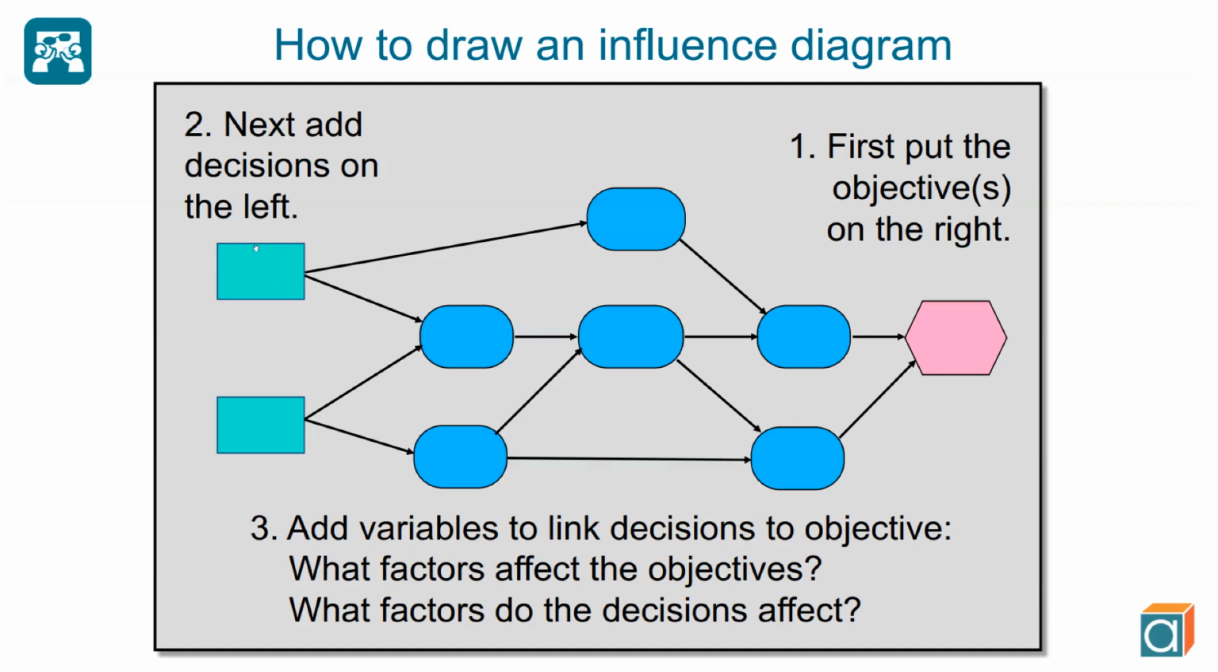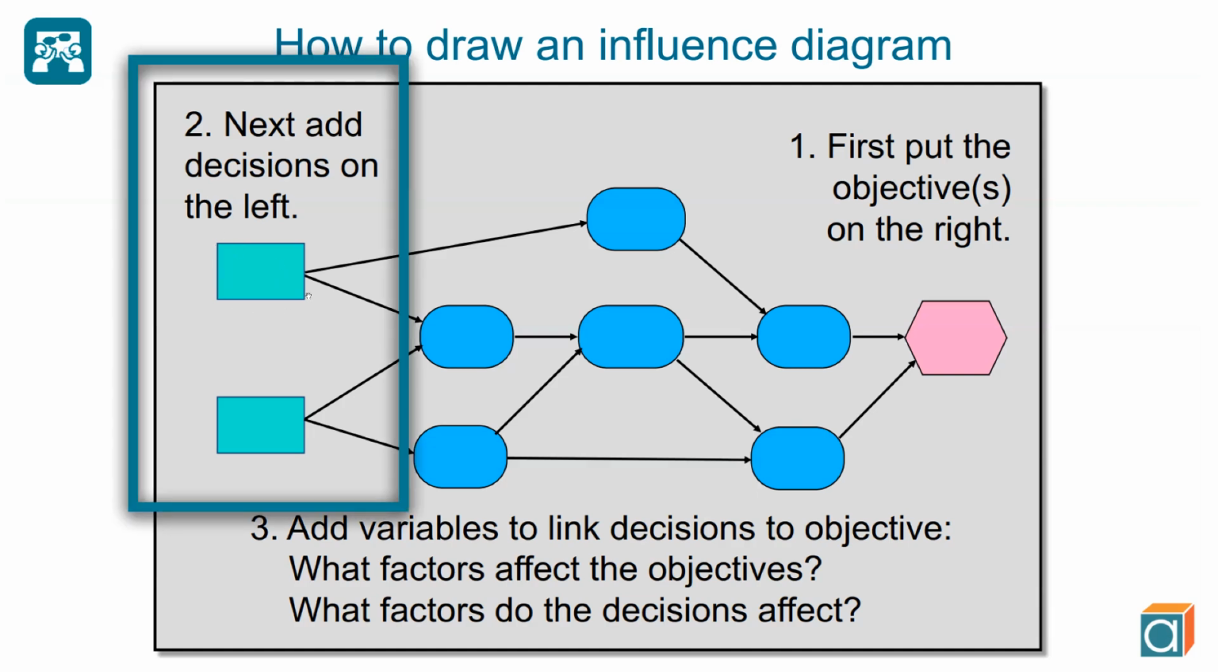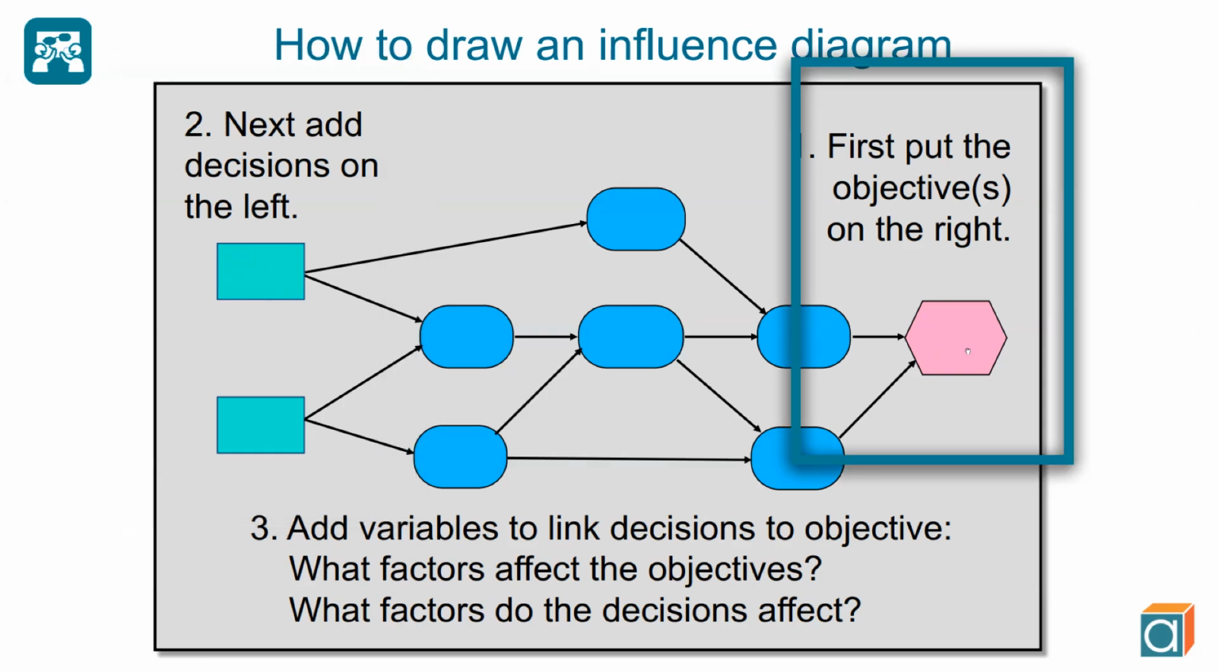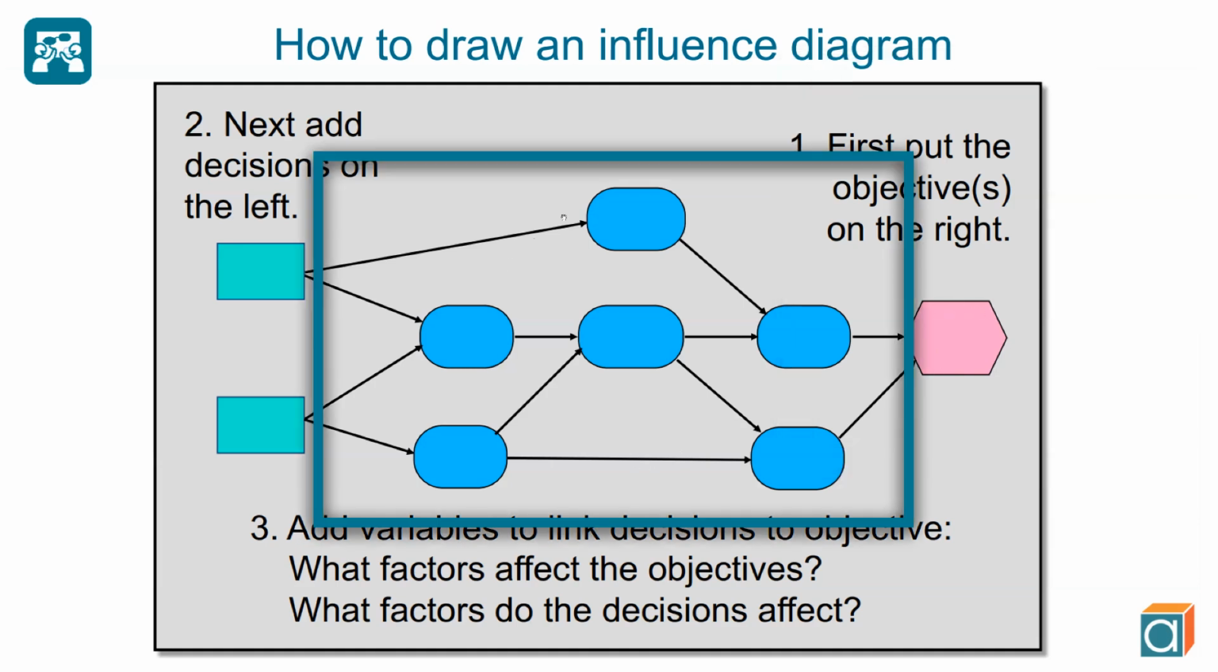One way to think about it is sticking your decisions on the left of the diagram. Here are the things that we have control over. Here are the things that we're using this model to help us decide which decision is best. We have our objective. What are we trying to minimize or maximize? Am I trying to maximize health? Am I trying to minimize cost? We'd put those objectives all the way on the right, and then all the intermediate steps would go in between.